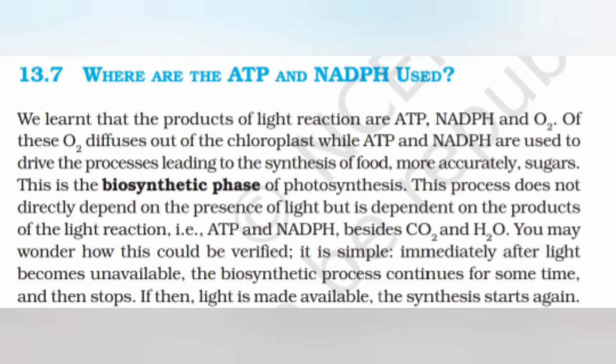Where are the ATP and NADPH used? Once we have studied that during photophosphorylation, ATP and NADPH are formed, now the question is where they will be used. We learned that the products of the light reaction are ATP, NADPH and O2. Of these, oxygen diffuses out of the chloroplast, while ATP and NADPH are used to drive the process leading to the synthesis of food, more accurately sugars.